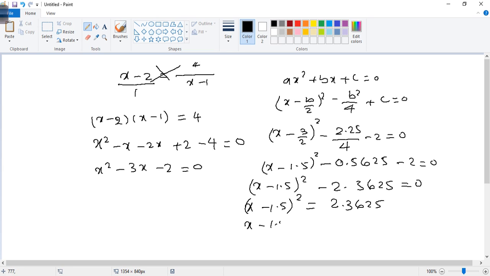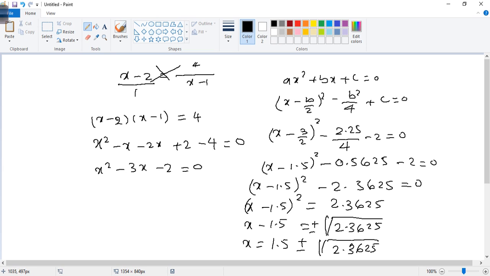x minus 1.5 equals plus minus the square root of 2.5625, and then we add this. It will be x equal, we move minus 1.5 to the right hand side, 1.5 plus minus the square root of 2.5625. One time we add and one time we take away, we will find the roots of x. So this is the beginning of completing the square.